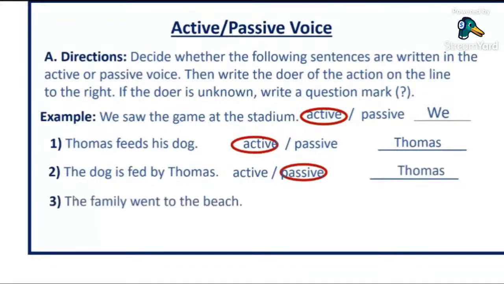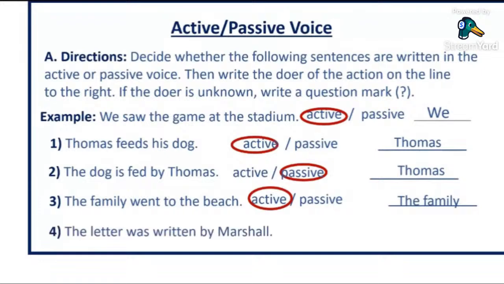Number 3. The family went to the beach. Active, passive. It's active. And the doer is the family. Number 4. The letter was written by Marshall. Active, passive. It's passive. And we have here Marshall.